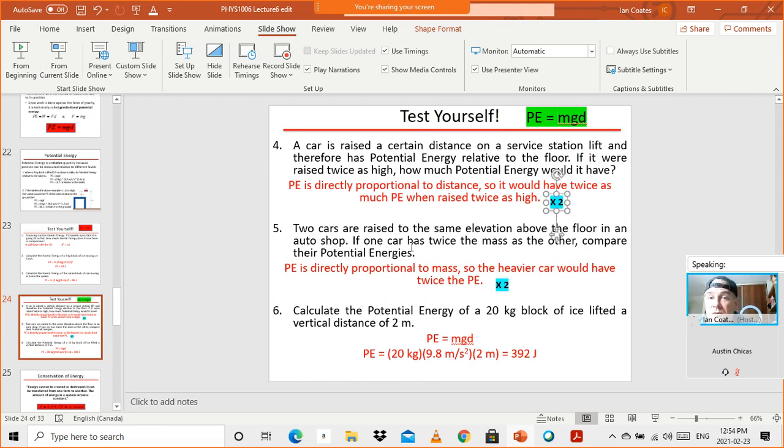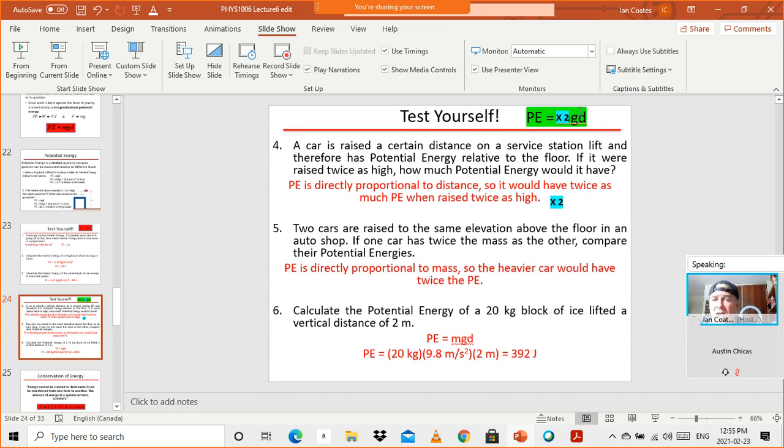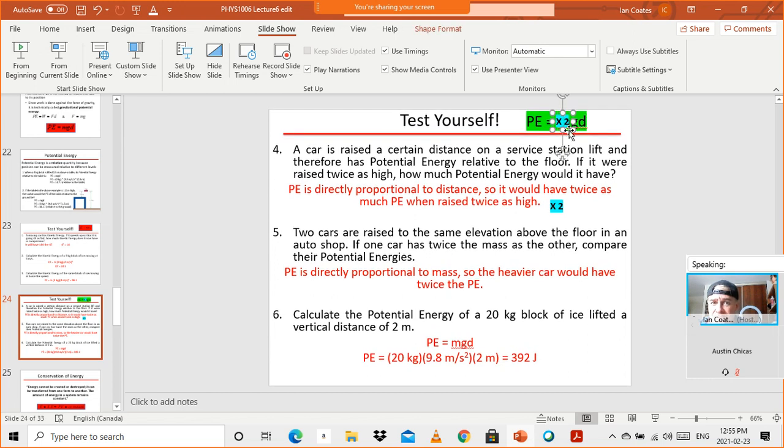Two cars are raised to the same elevation above the floor in an auto shop. If one car has twice the mass as the other, compare their potential energies. So if they're both at the same distance, but one car is double the mass of this one, well, let's have a look here. If I double the mass, what is that going to do to everything here? I will double the potential energy.